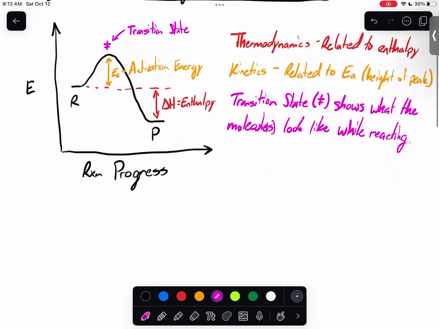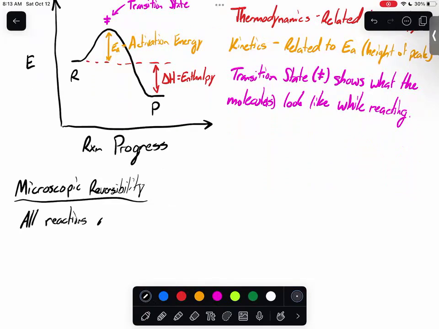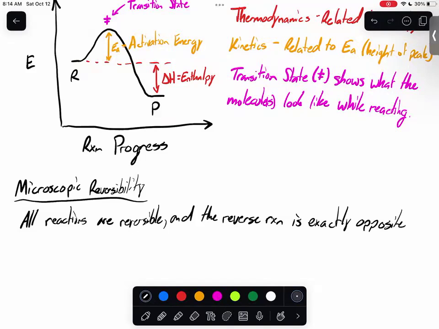And the first thing that I want to talk about with energy diagrams, an important thing which has to do with equilibrium that we didn't talk about beforehand, is the idea of something called microscopic reversibility. All right, and the idea of microscopic reversibility is that all reactions are reversible, and the reverse reaction is exactly opposite of the forward reaction.